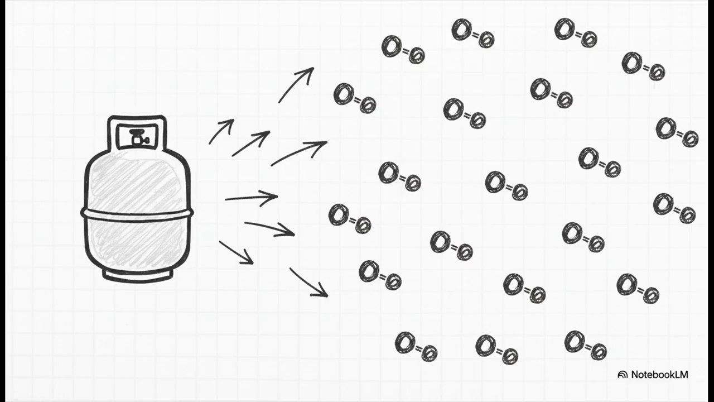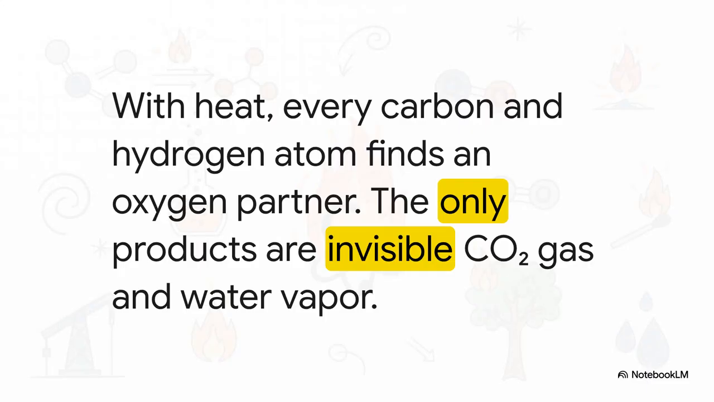So let's set the stage for our first scenario. We're starting with our fuel, in this case, a saturated hydrocarbon. Just think of it like the propane in your gas grill. Now, the absolutely crucial ingredient here is plenty of oxygen. We are giving this fire everything it could possibly want to burn perfectly. So we add a little bit of heat to kick things off, and the reaction is, well, it's flawless. Every single carbon atom from the fuel finds oxygen partners, and so do all the hydrogen atoms. The only things that come out the other end are invisible carbon dioxide gas and water vapor. That's it. No mess, no leftovers.